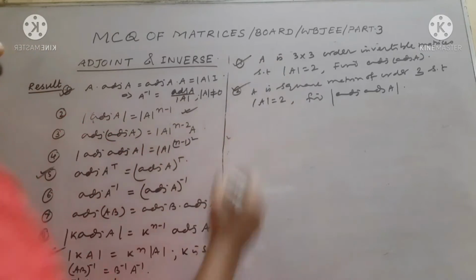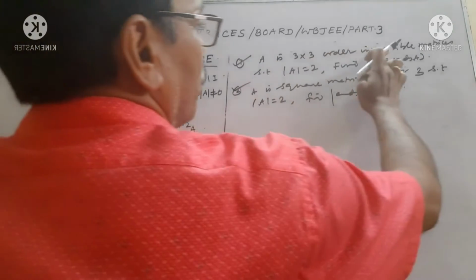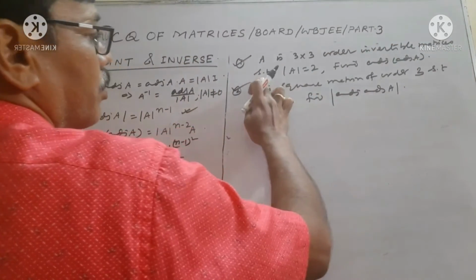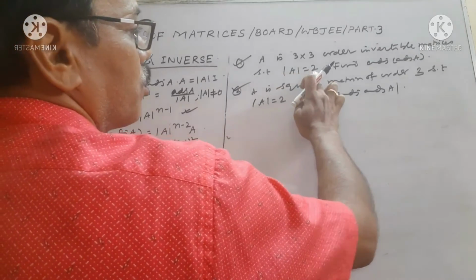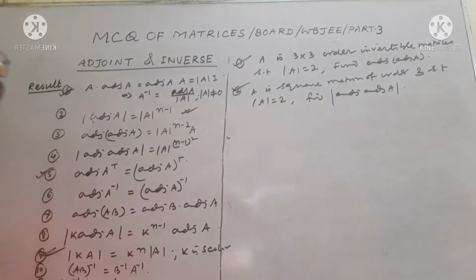Now we consider two problems. A is a 3 into 3 order invertible matrix such that determinant A equals 2. Find adjoint of adjoint A.